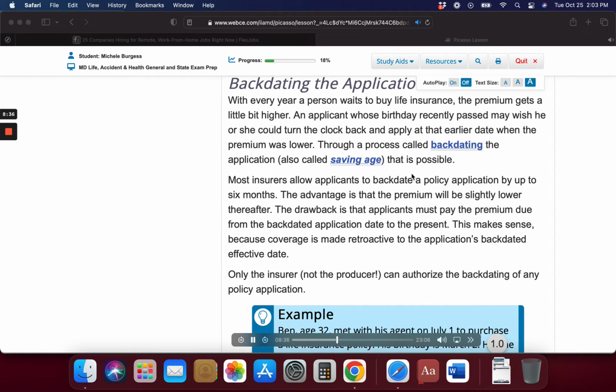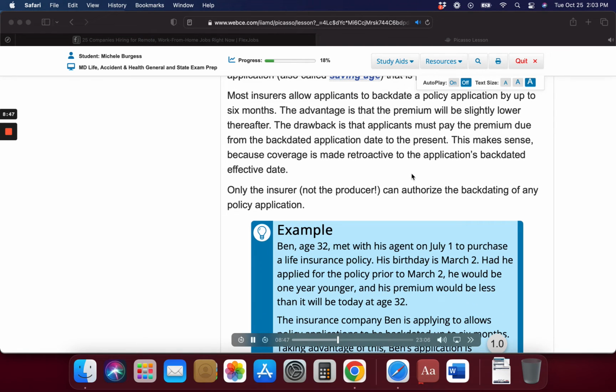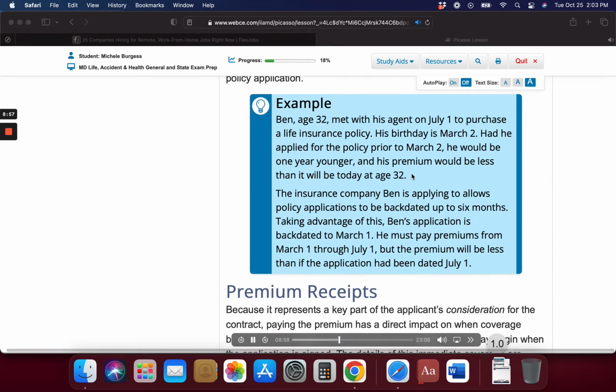The advantage is that the premium will be slightly lower thereafter. The drawback is that applicants must pay the premium due from the backdated application date to the present. This makes sense, because coverage is made retroactive to the application's backdated effective date. Only the insurer, not the producer, can authorize the backdating of any policy application.